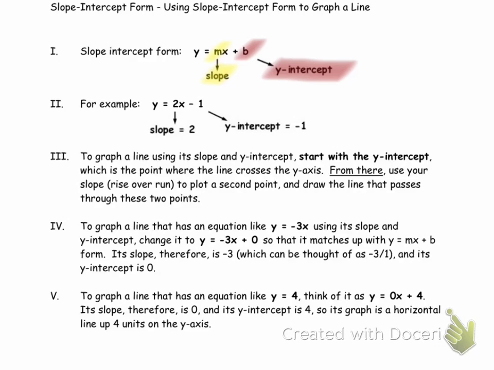So, for the example, y equals 2x minus 1. Minus 1 would be my y-intercept. So on the y-axis, I would go to negative 1. And my slope would be 2.